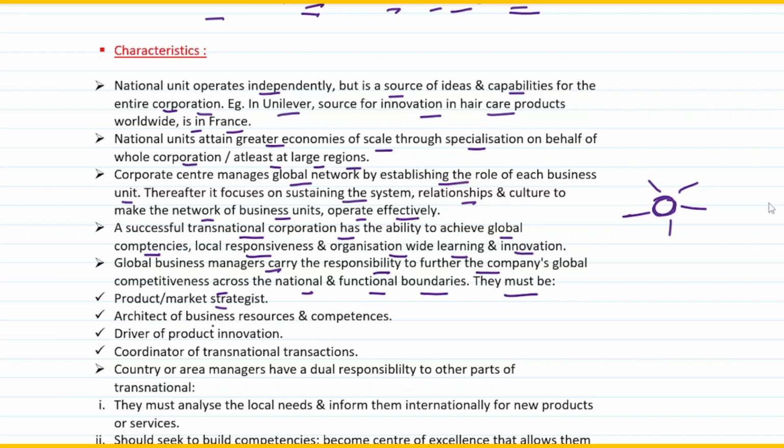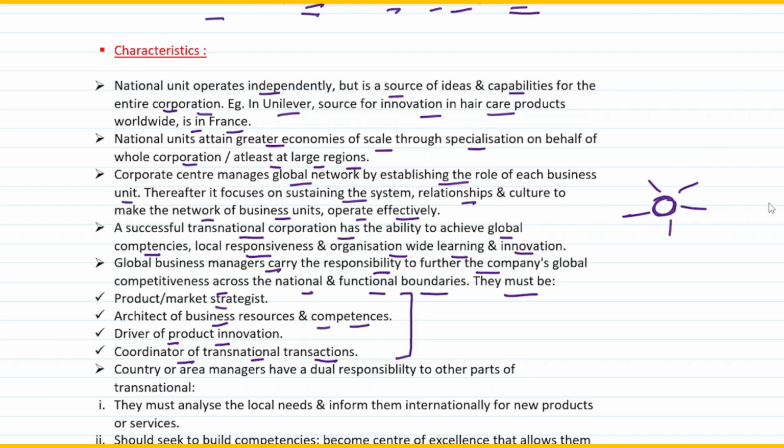They should be the architect of business resources and competencies, driver of product innovation, coordinator of transnational transactions. So 5 things you need to remember if you need to remember the point of global business managers. What are the skill sets they should be able to carry?